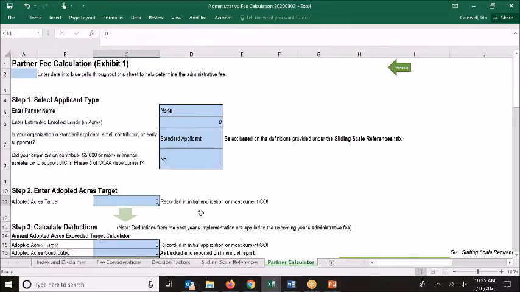And then here in cell C11 is where you indicate your adopted acres target. So again, this is the calculated minimum of adopted acres that you're committing to enroll and maintain in Monarch habitat as part of your CCAA enrollment. So this cell right here, this number is really one of the primary factors in determining your administrative fee.